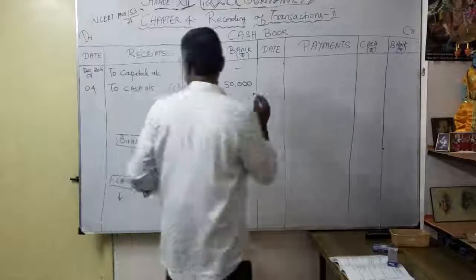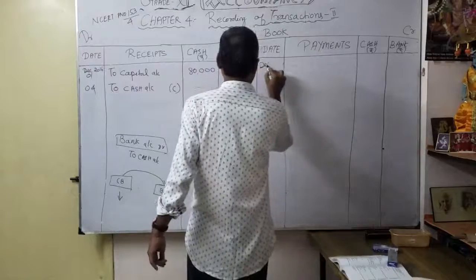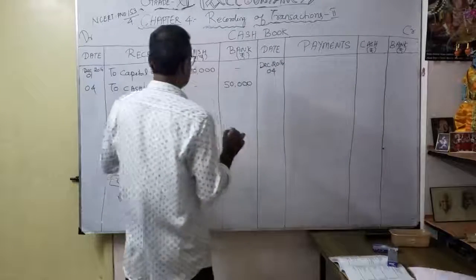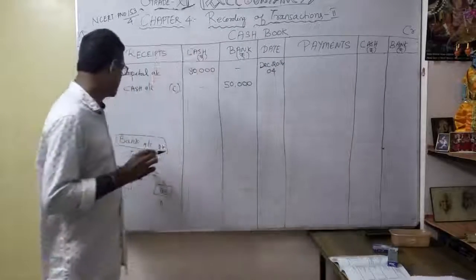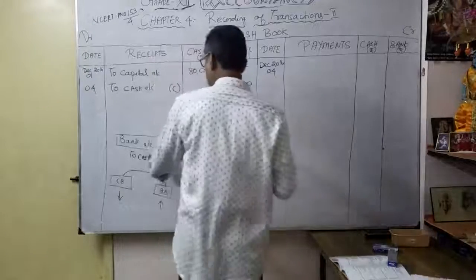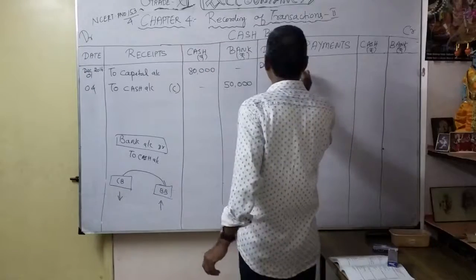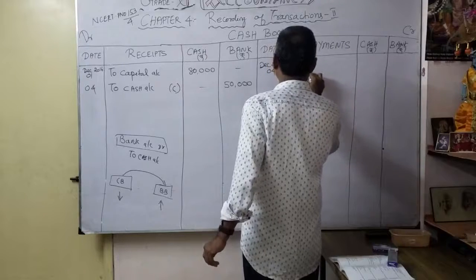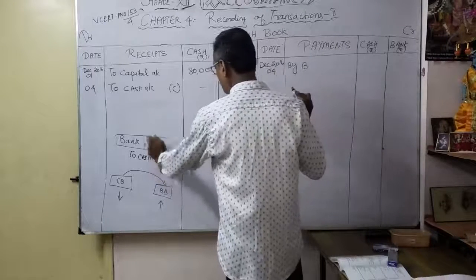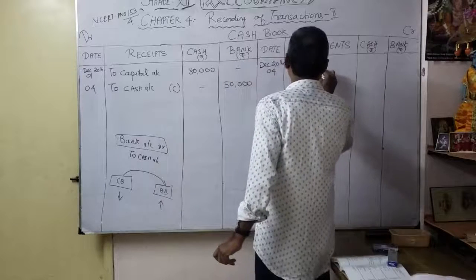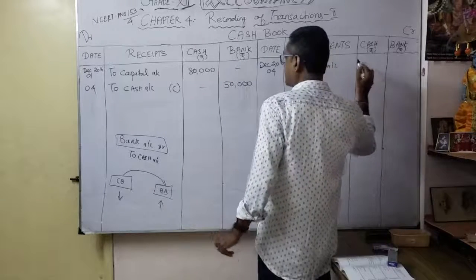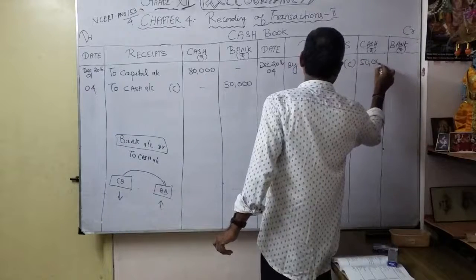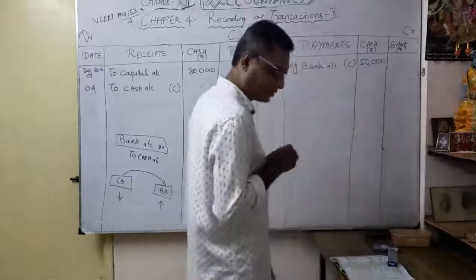So how to do? Same date, December 2016. How to write? Here bank account debit to cash. Okay, then we have to write in a cash account, by bank. Okay, so in a cash account, by bank. How much? In a cash column. Contra entry, 50,000. Understood now? So very, very, very important.